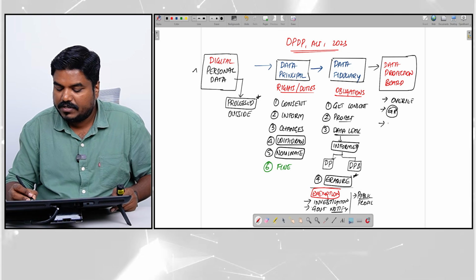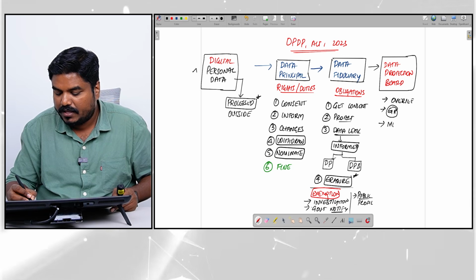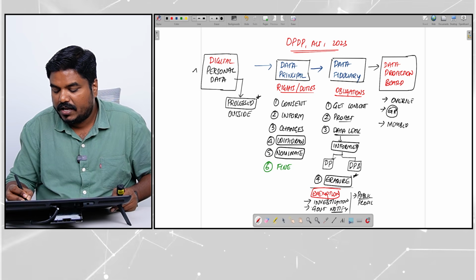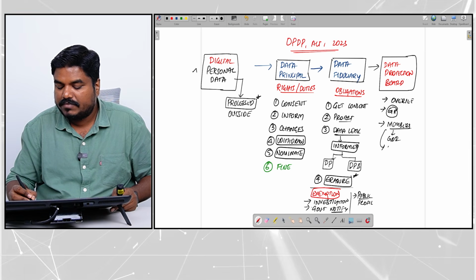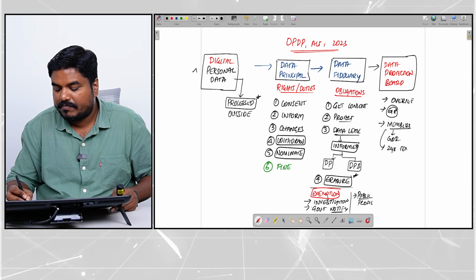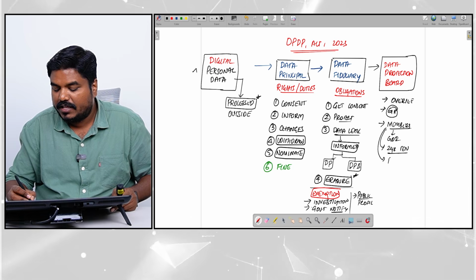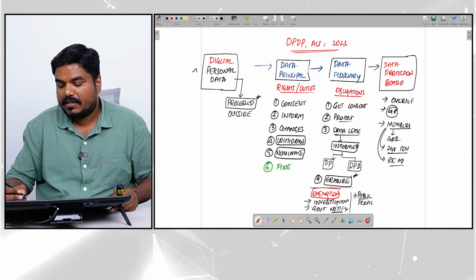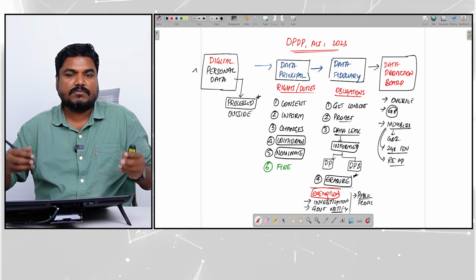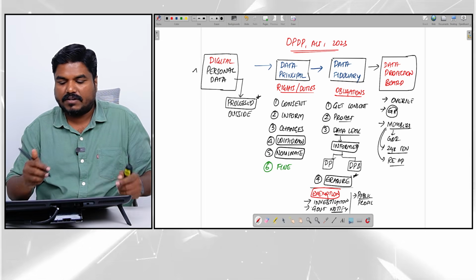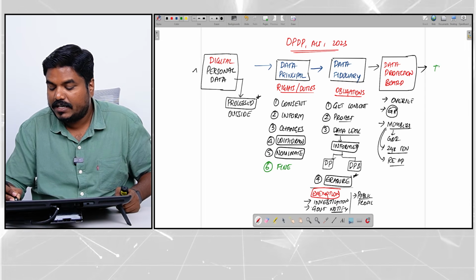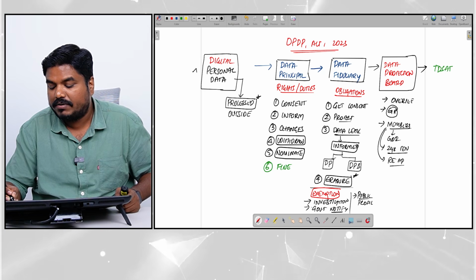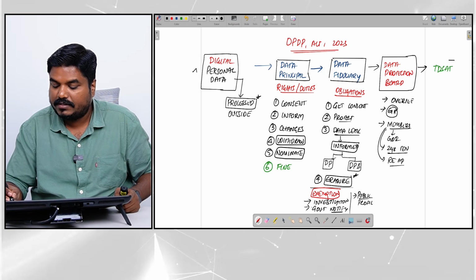Right? This data protection board is going to have members which will be nominated by Government of India. These members will have a 2-year tenure and they are eligible for reappointment. Now, if data protection board gives a verdict and you are not happy with the verdict, you can appeal. You can appeal to an authority called Telecom Dispute Settlement Appellate Tribunal, TDSAT.